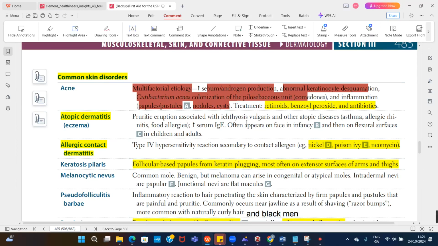How do you treat? If this person is just having comedonal acne, you can give your retinoids, stuff like tazarotene or adapalene. All these guys contain vitamin A, they are vitamin A derivatives.